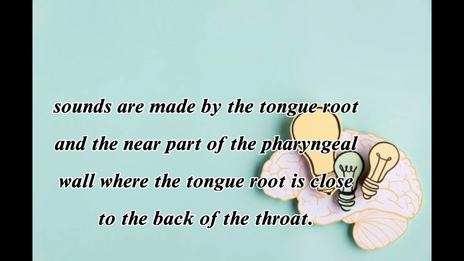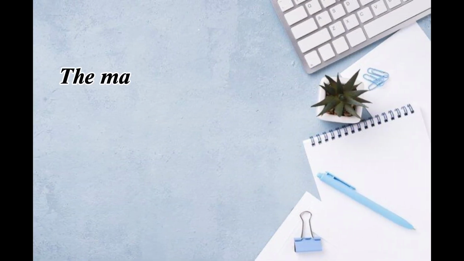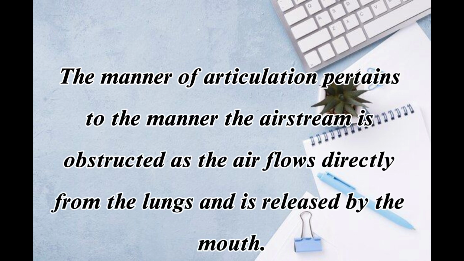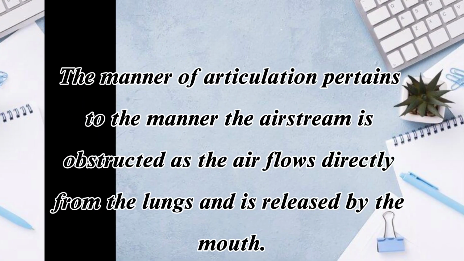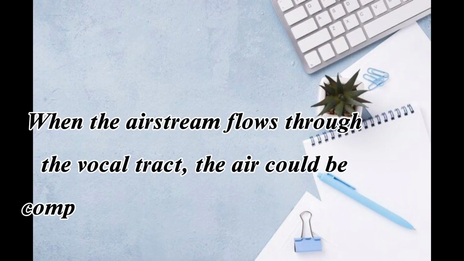And now I will explain the manner of articulation. The manner of articulation pertains to how the airstream is obstructed as the air flows directly from the lungs and is released by the mouth. Here are the types of manner of articulation. We have plosive or stops, fricative, affricate, nasal, and approximant. When the airstream flows through the vocal tract, the air could be completely or somewhat restricted.